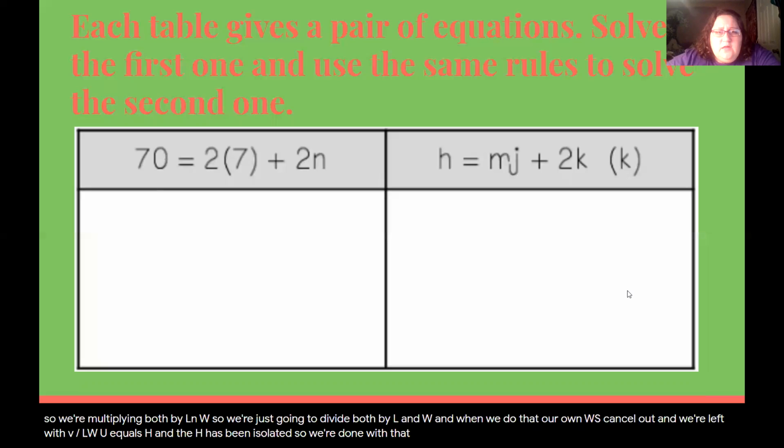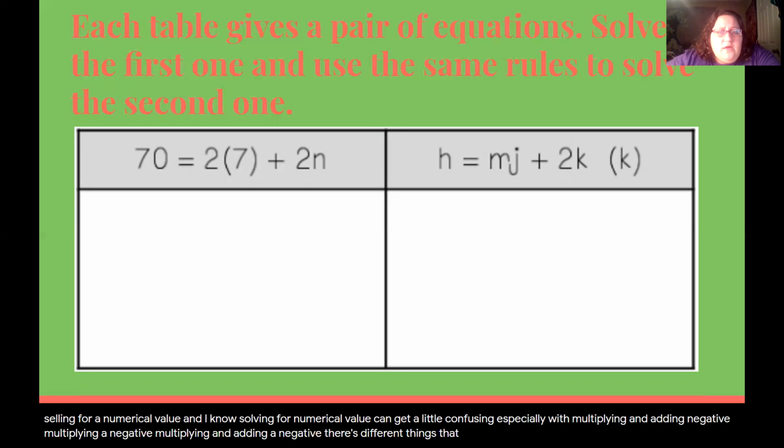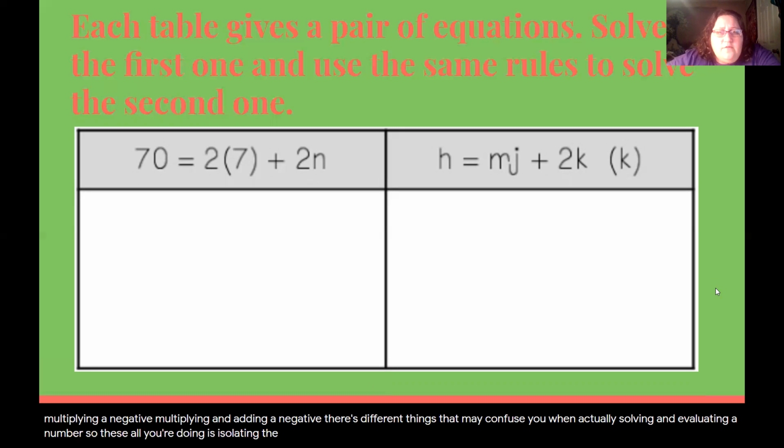So these should be simpler or easier to complete because you're not actually solving for a numerical value. And I know solving for a numerical value can get a little confusing, especially with multiplying and adding a negative. There are different things that may confuse you when actually solving and evaluating a number. So with these, all you're doing is isolating the variable, not having to actually solve, just get it by itself.